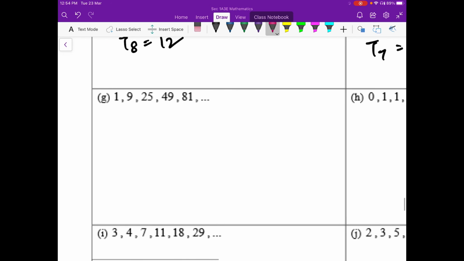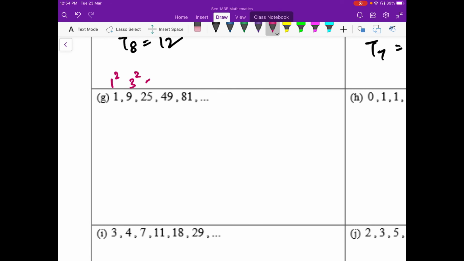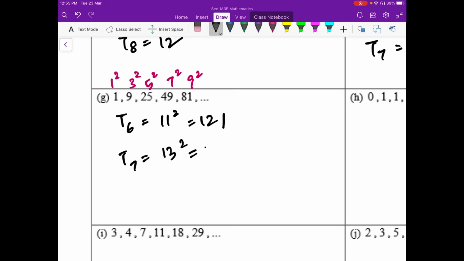Next. Okay, what do we have here? 1 square, 3 square, 5 square, 7 square, 9 square, and the next one? 1, 2, 3, 4, 5, 6. Term number 6 will be 11 square, 121. Term number 7, 13 square, 169.